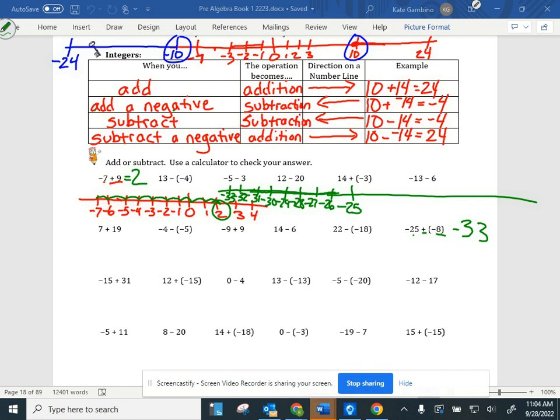You could also say, okay, negative 25 plus negative 8, that's 25 plus 8 is 33. And I'm going to put the negative in front of it because I know I was going to the left.